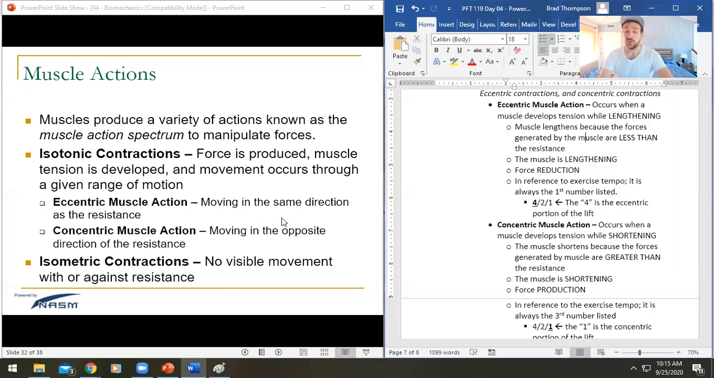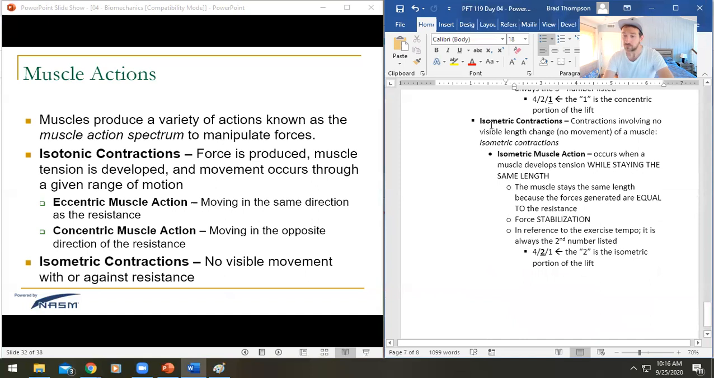So eccentric contractions move in the same direction as the resistance. Concentric contractions move in the opposite direction of a resistance. And then you have your third category, which are isometric contractions, right? Isometric contractions are where there is no movement. You're not lengthening, you're not shortening, you're staying put.